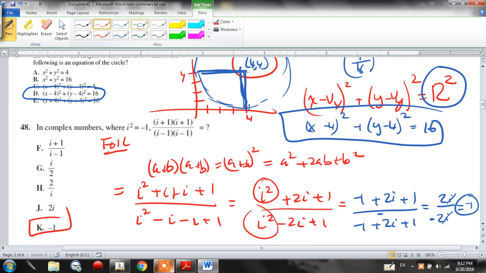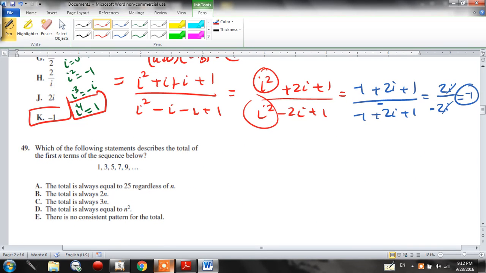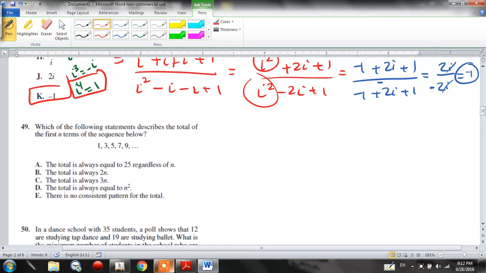Just as a review, i is the square root of negative 1. i squared is negative 1. i cubed is negative i. i to the 4th is your best friend, 1, because you can only have one best friend. i to the 4th. Okay.